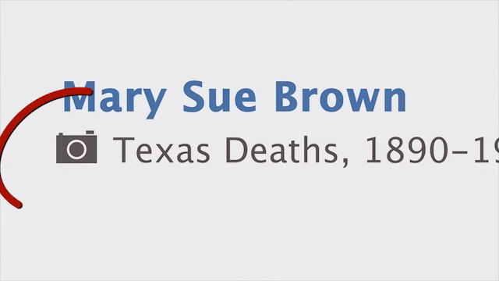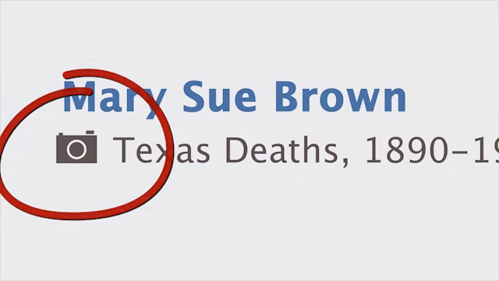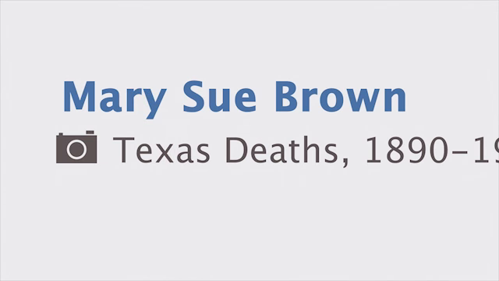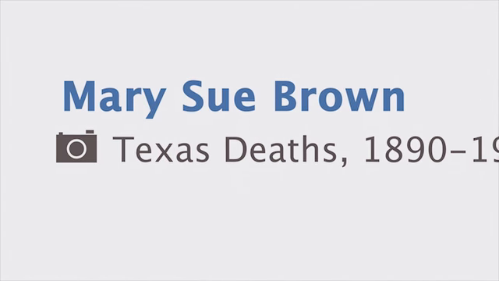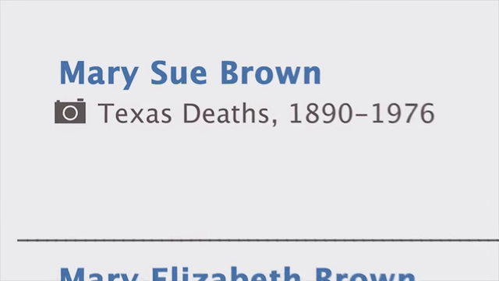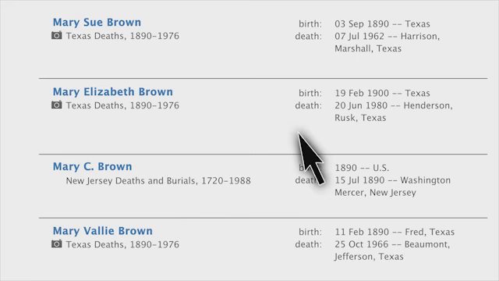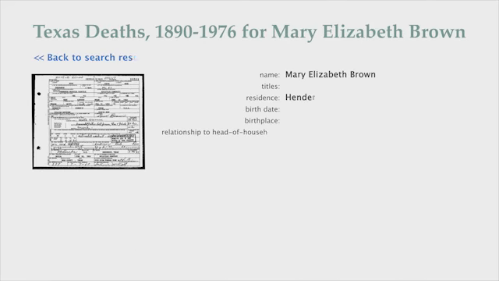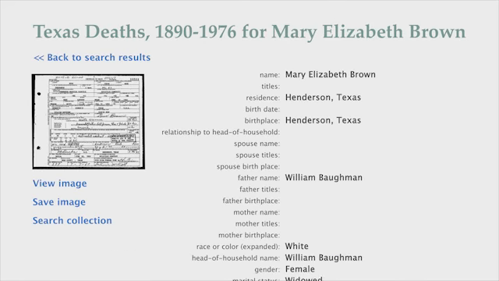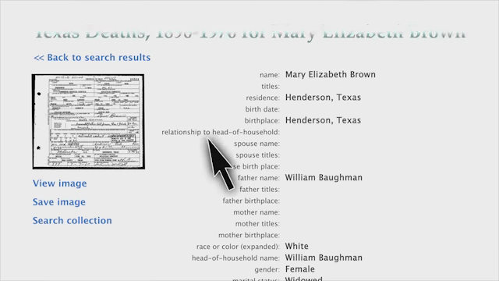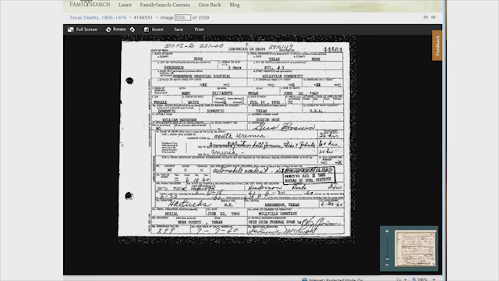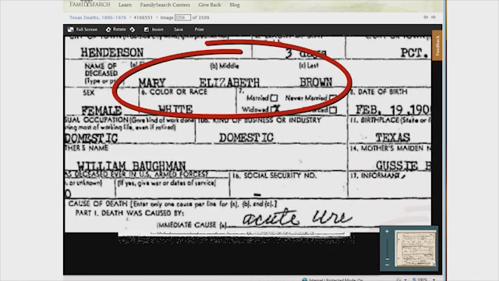On many records, you will see a camera icon. This means that you can see a digital copy of the actual record. Scroll through the list until you find a record that you think is for your ancestor. Click on the person's name to see the record. Study it to see if it has the information that you are looking for. You can click on the image to see the actual record. Use the zoom box to see more detail.